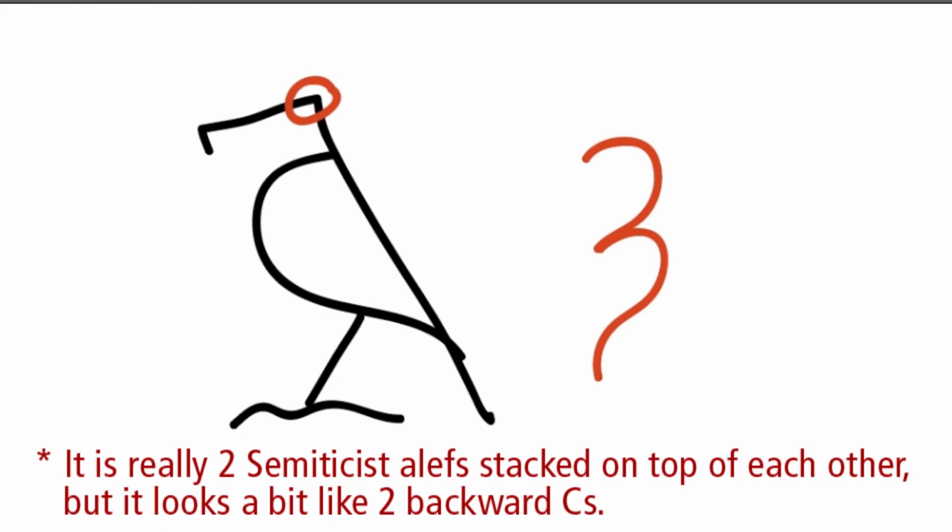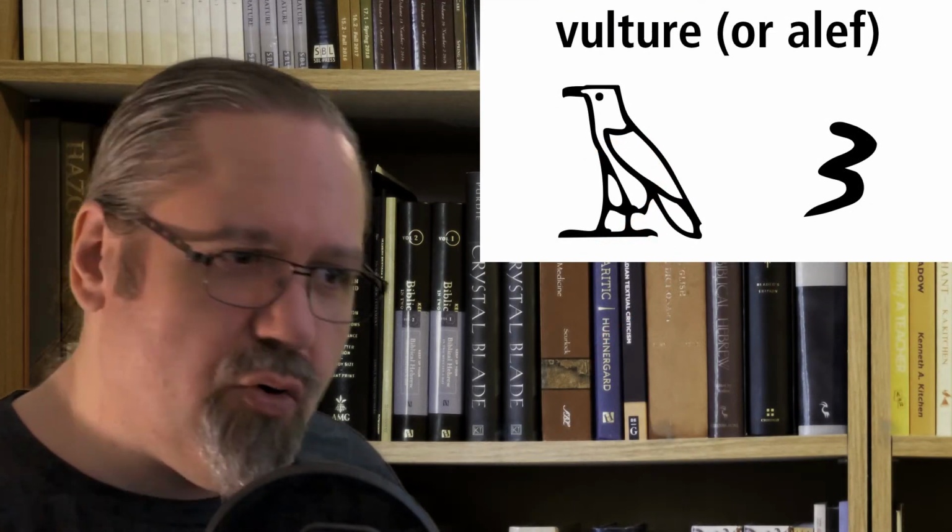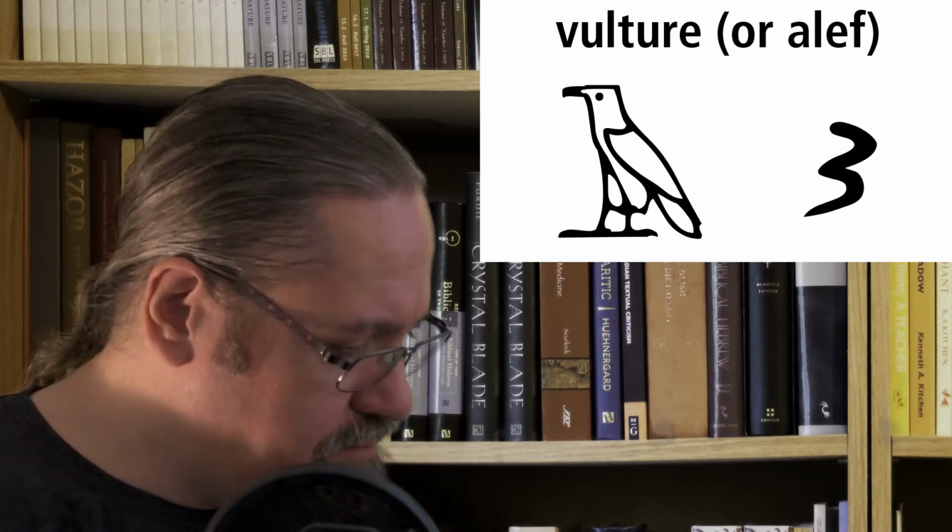Now, in Middle Egyptian, the vulture was silent. But in Late Egyptian, it sort of takes on more of an R or an L sound.